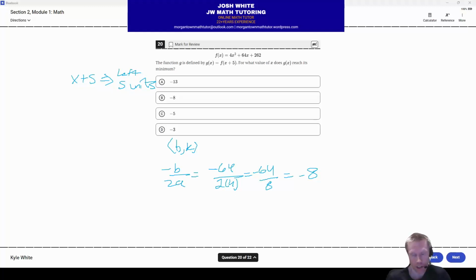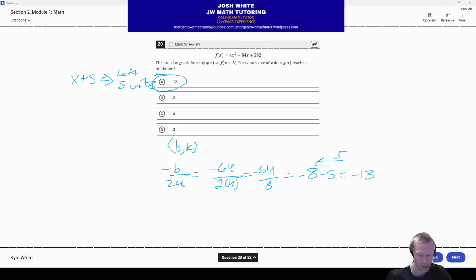So now, if I shift that to the left by 5 units, I start at negative 8, I go to the left 5 units, which is the same as subtracting 5, or adding negative 5, and I get negative 13. So the correct answer to this problem is going to be letter A, negative 13.